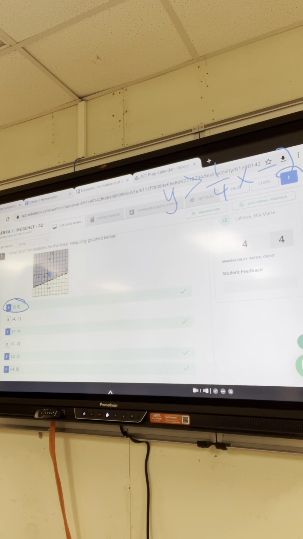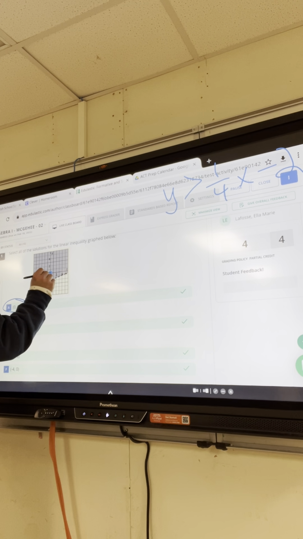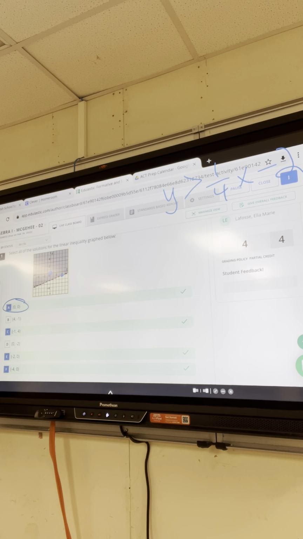So let's look at 4, -1. 1, 2, 3, 4, -1. That looks like it's on the graph. Or I can't be sure. I'm not sure if it's on the graph or not. It looks like it.